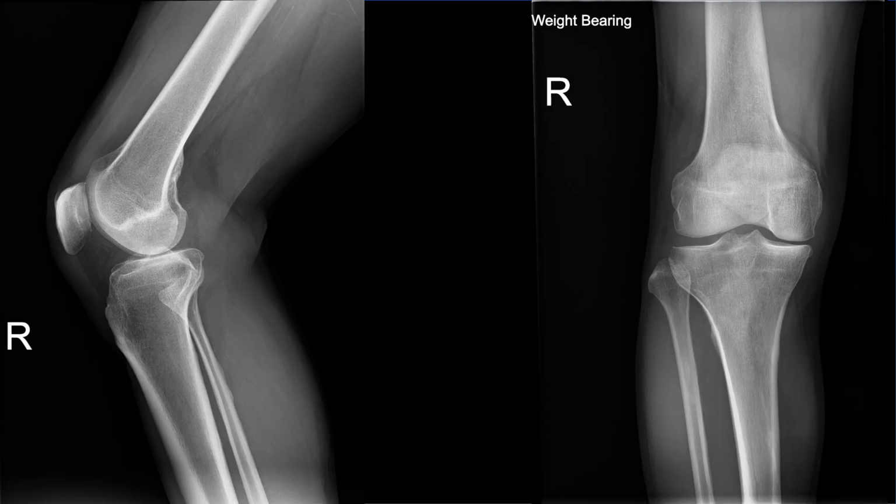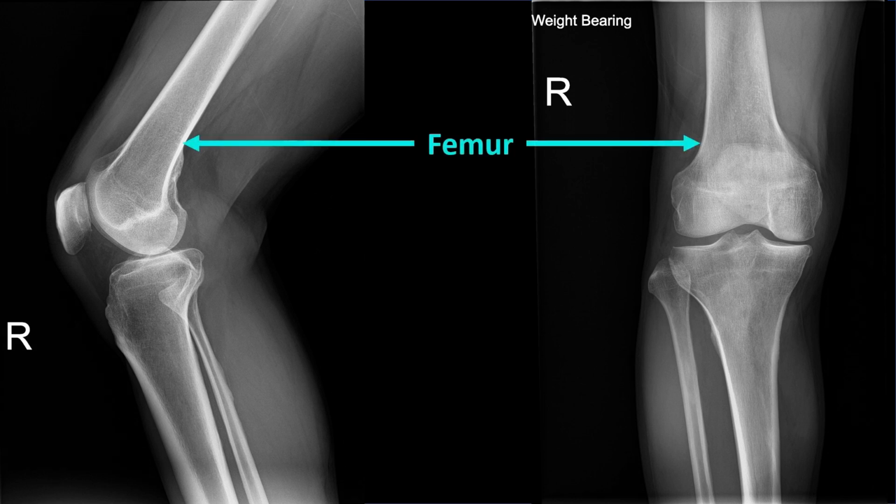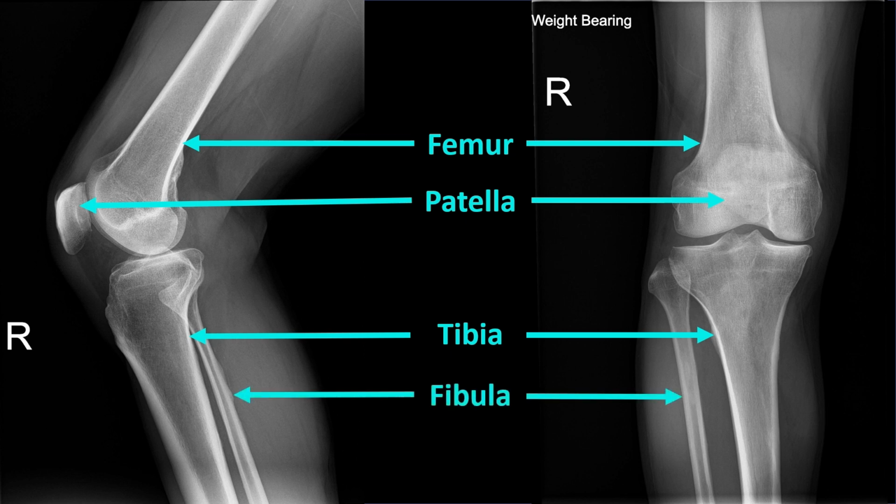Here is a side view X-ray of a partially bent knee and a front view of a straight knee. We can see the femur, patella, tibia, and fibula. But the soft tissue is just a white blur. We cannot see details of the soft cartilage, muscles, or ligaments.